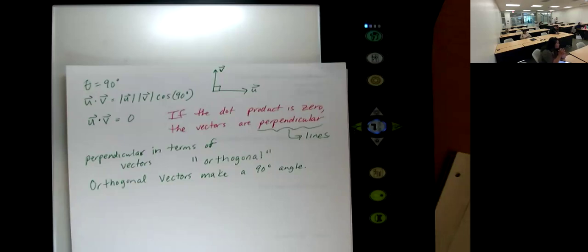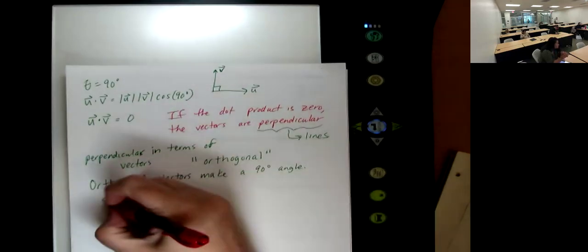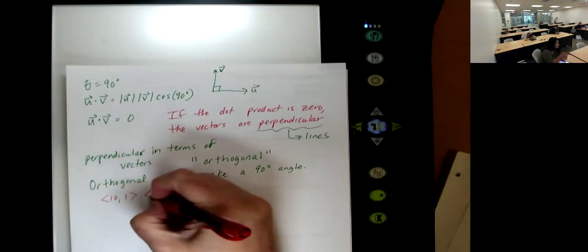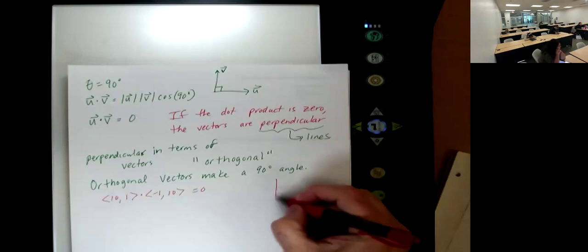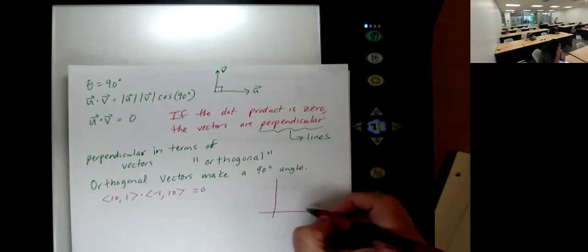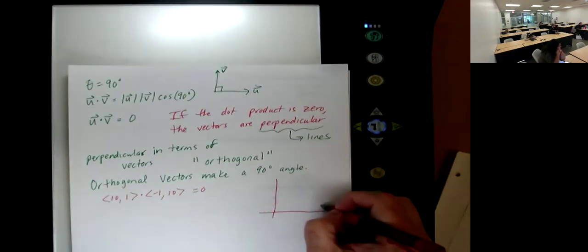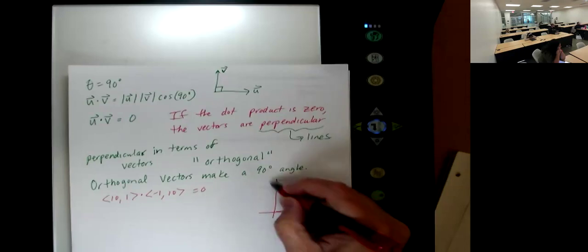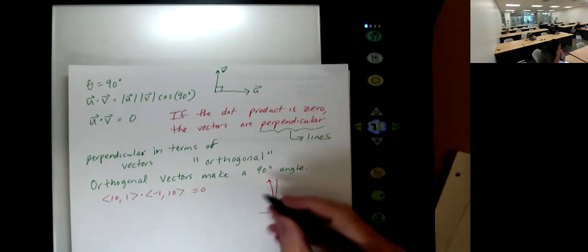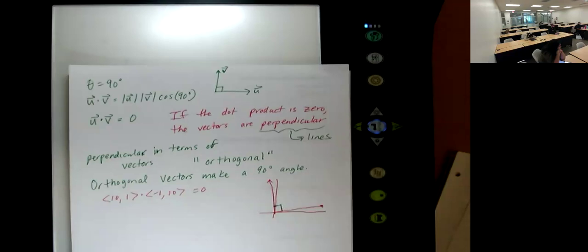So back when we did 10, 1 and negative 1, 10, we saw that was 0. If you kind of sketched it, 10, 1 is over there. Negative 1, 10 is right there. We did the angle between them, it's making a right angle right there.